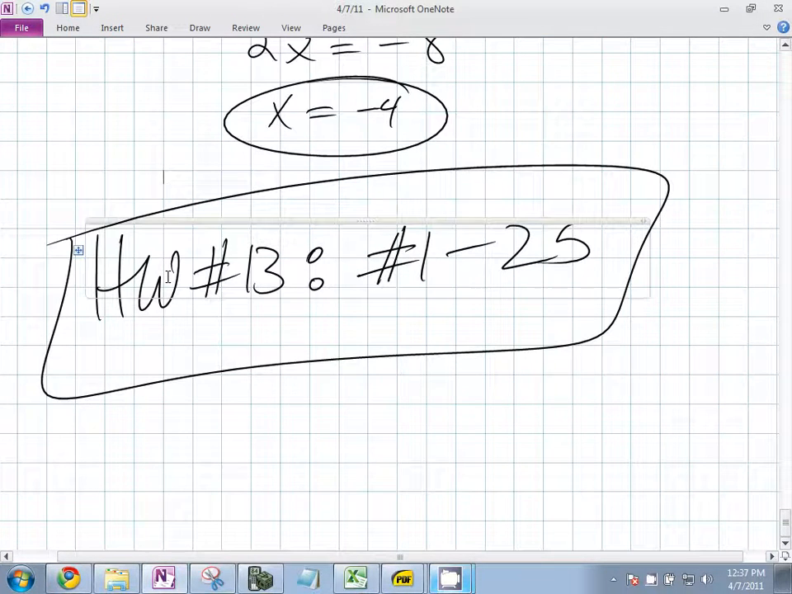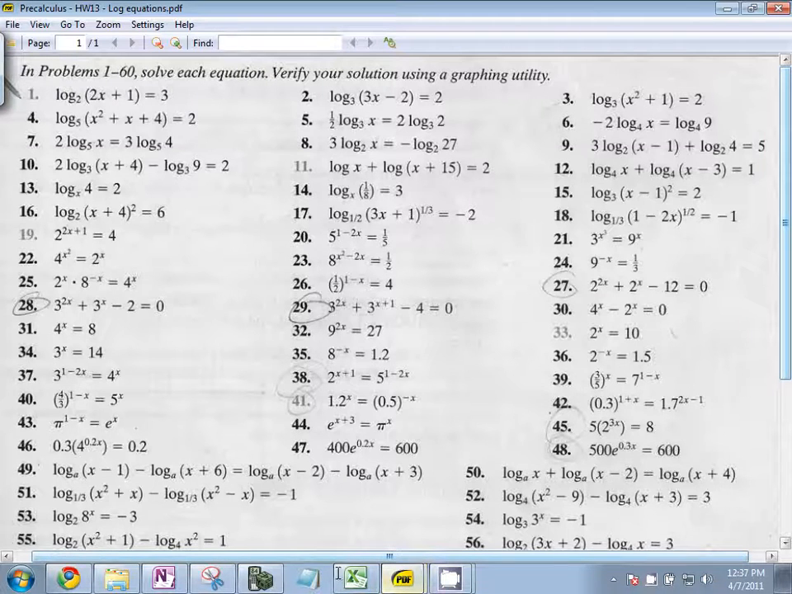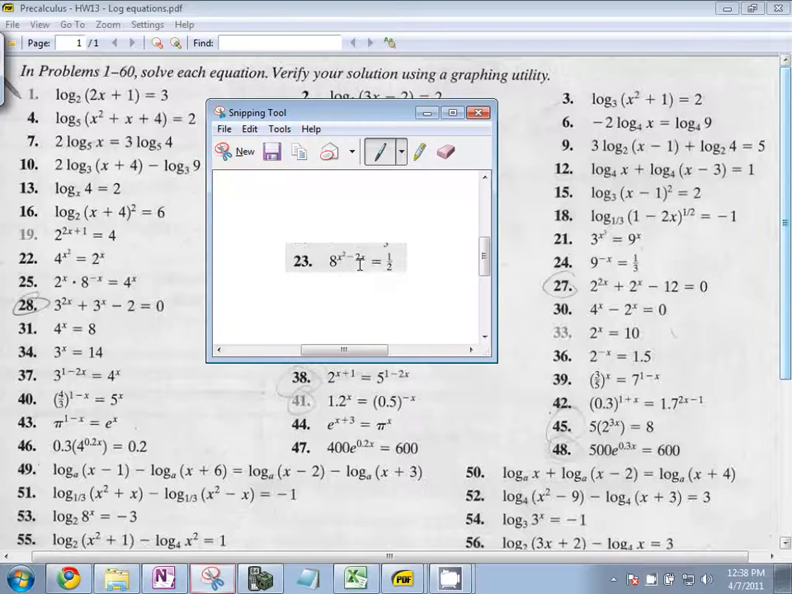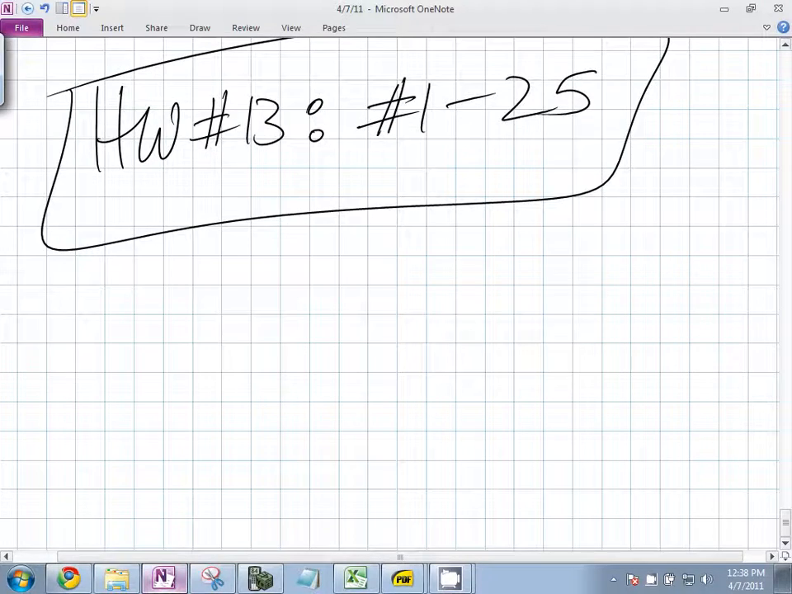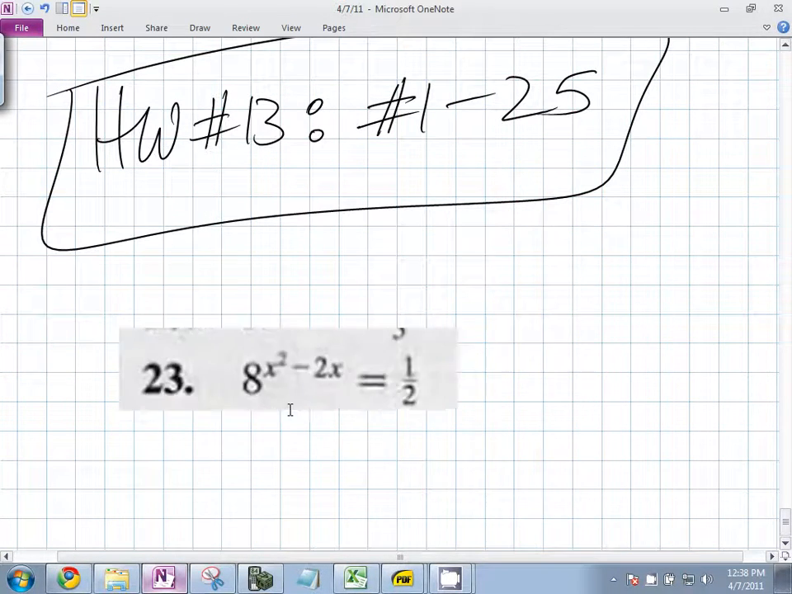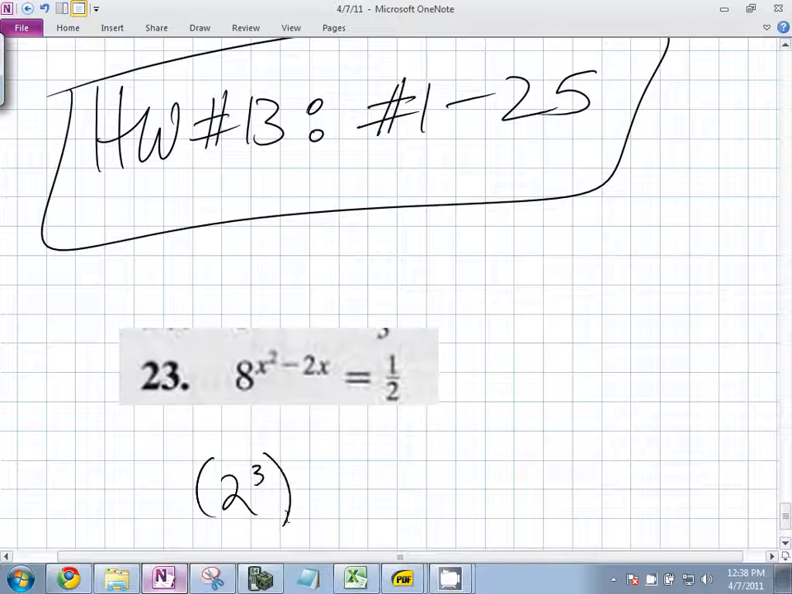What about on like 23, where it's not in log? 23? Yeah. So actually we'll do the last one here, 23. So it's an exponential form, so you're probably going to have to put it in terms of the same base. First of all, when you see 8, what should you think? 2 to the third. Raised to what power? x squared minus 2x. What's 1/2 in powers of 2?